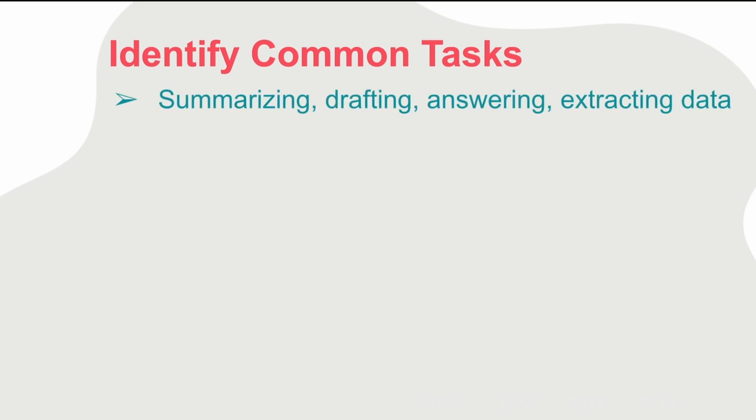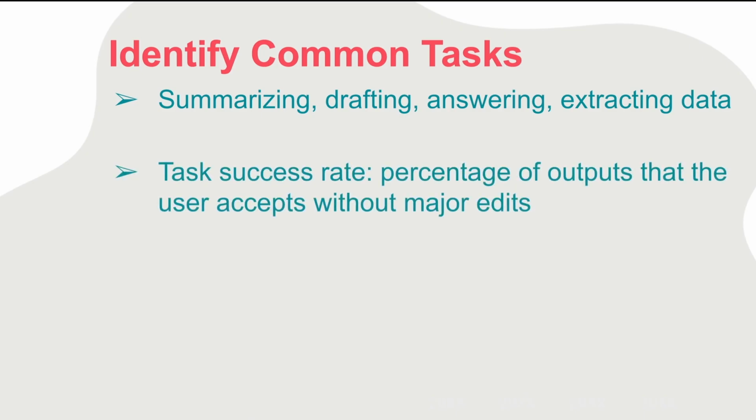So how do we do this? We want to identify the common tasks that we have. Obviously, there are things like summarizing, drafting, answering questions or emails, extracting data, classifying requests, whatever they are. And then as you're using the AI, you want to track your task success rate, the percentage of output that the user accepts without major edits. It might be 80%.